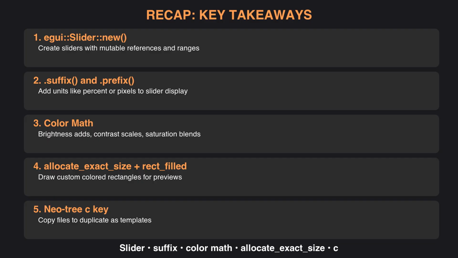Slider new binds a mutable F32 to a range. Suffix adds unit labels. Allocate exact size and rect-fill draw shapes. Preview color applies image filter math. Neo3C copies files.